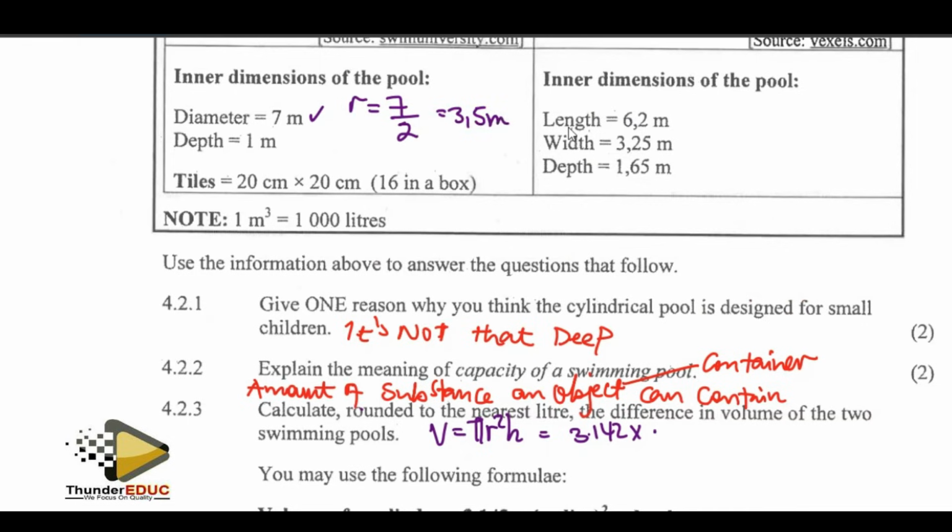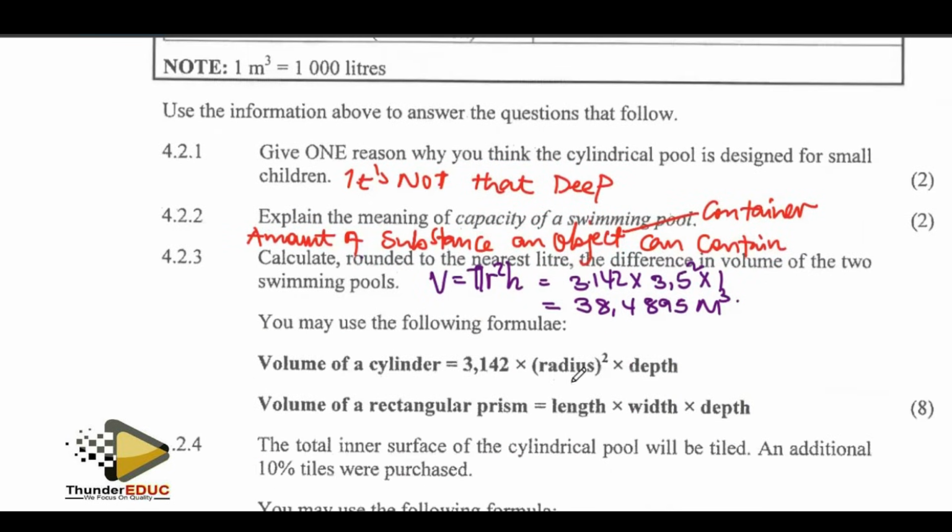So we come back here and you say 3,5 squared times the height, which is already what? 1. Don't forget to square. So here we have 38,895. These are meters cubed. Put them aside.